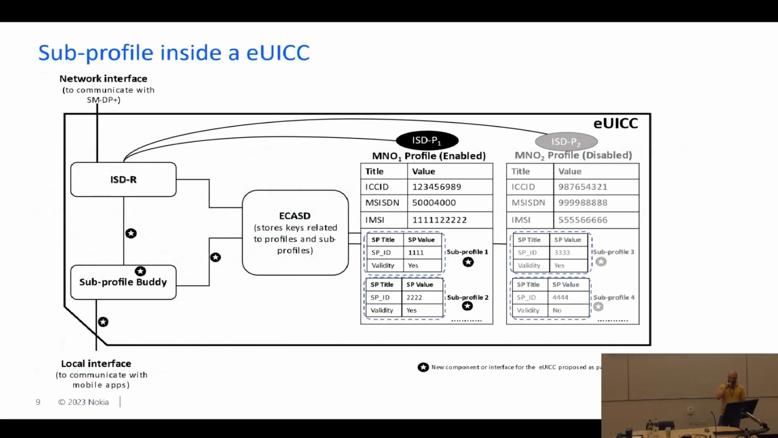Now, here's another high-level view of the eUICC and the changes we propose. These are highlighted with the star. Mainly, we propose the existence of one more component here, the subprofile body, which can be seen as a dual component to ISDR. The main difference here being that while ISDR has a network interface, the subprofile body will only have a local interface, and it will act as an intermediate between a mobile app on the user device and the corresponding subprofile inside a main profile ISDP.